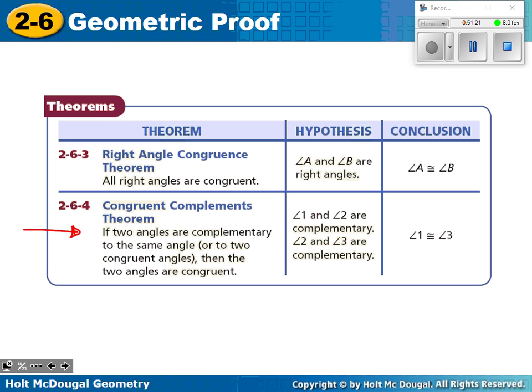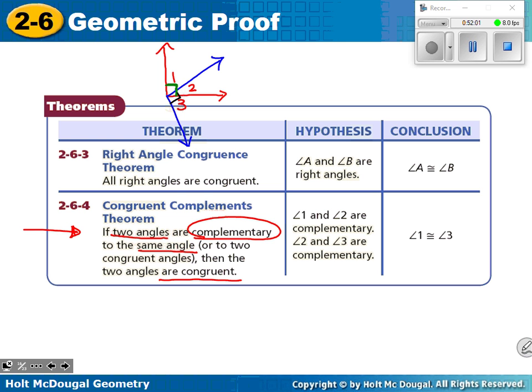So congruent complements theorem says the same exact thing. It says if two angles are complementary to the same angle, then those two angles are congruent. So a picture that you might see could be something like this. Okay, it's kind of hard to see those right angle boxes, but do you see that I put two different right angle boxes? A green one and then a black one?